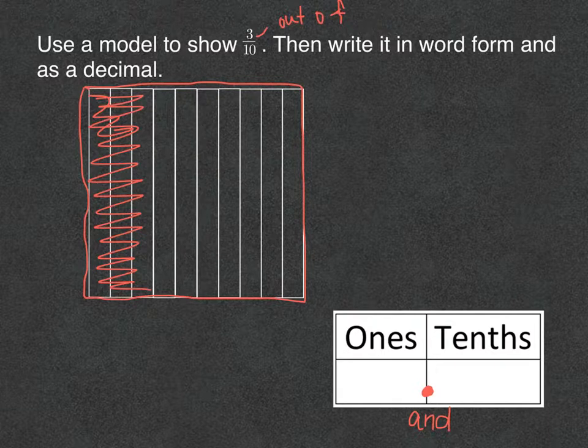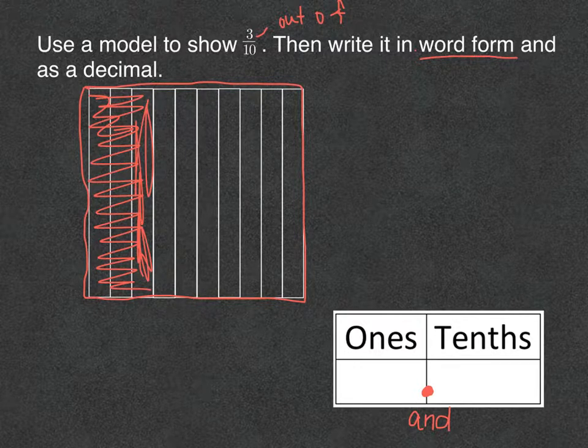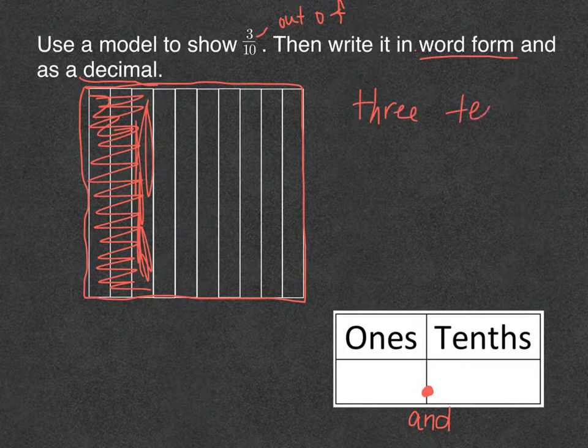There's some nice sound effects for you. Oh, I better color in that one a little better. Okay. So now it says write it in word form and as a decimal. Okay, so if I was going to write 3 out of 10, and really I know that fraction says 3/10. Okay, so I'm going to write that down. 3/10. Okay, so there's my word form. I'm going to write WF for word form.